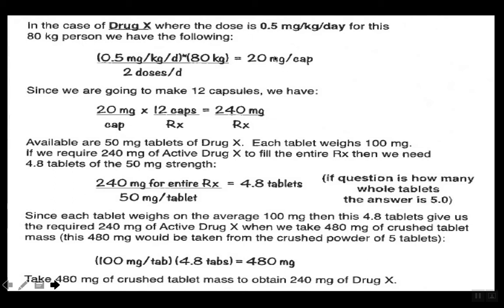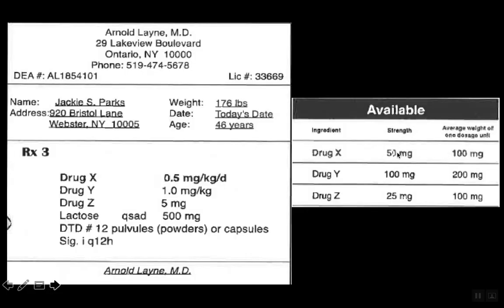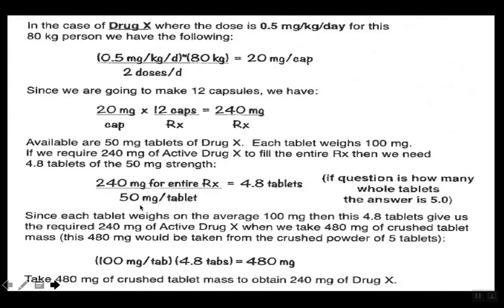You find how much you need per capsule. 12 capsules, so 240 milligrams you need. Then you find out what they give you, what's supplied to you. Then you just divide. You need 240 milligrams in the entire Rx, so you divide to get 4.8 tablets. You can't crush 4.8 tablets, but you could crush five tablets.